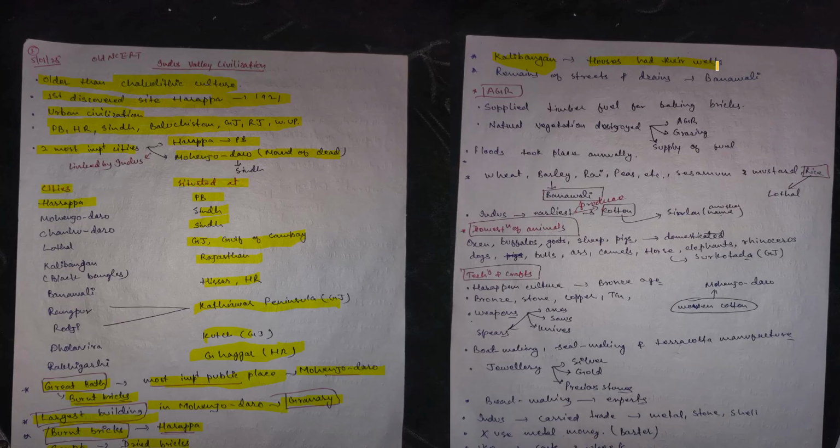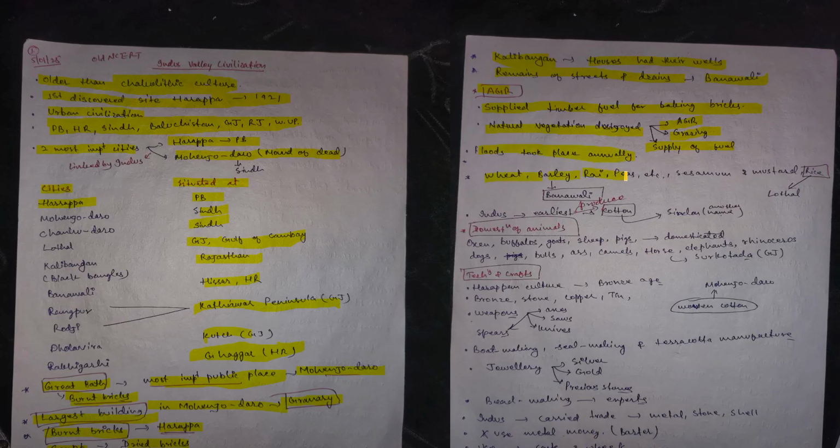Kalibangan houses had their own wells. Remains of streets and drains have been found from Banawali. Now agriculture. The Harappans used to supply timber fuel for baking bricks. Natural vegetation was destroyed because of agriculture, large scale grazing, and supply of fuel. Floods took place annually.